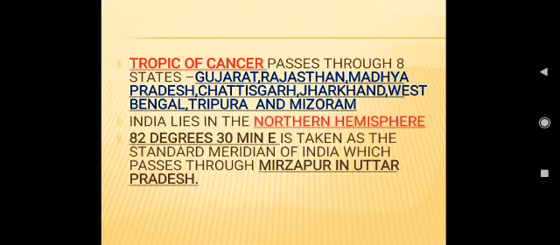The Tropic of Cancer passes through 8 Indian states: Gujarat, Rajasthan, Madhya Pradesh, Chhattisgarh, Jharkhand, West Bengal, Tripura and Mizoram. India lies in the northern hemisphere. 82 degrees 30 minutes east is taken as the standard meridian of India, which passes through Mirzapur in Uttar Pradesh.